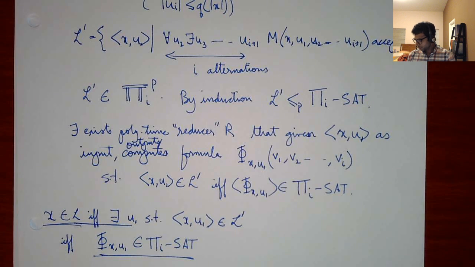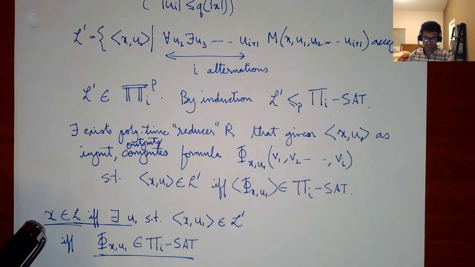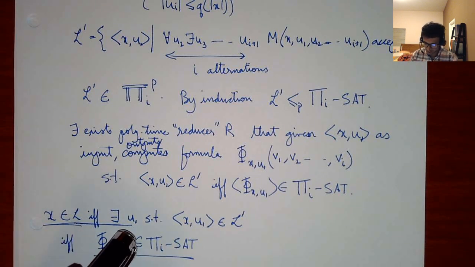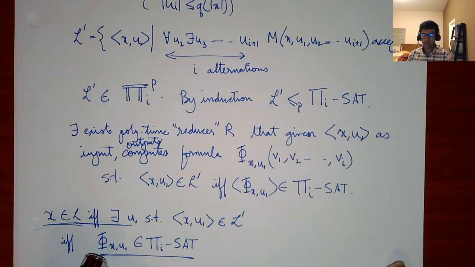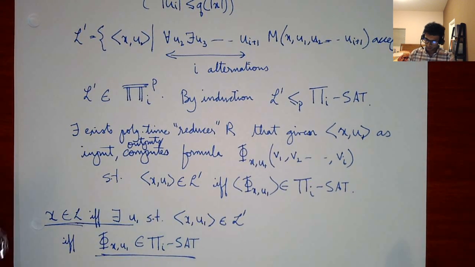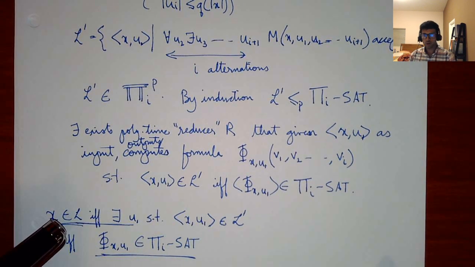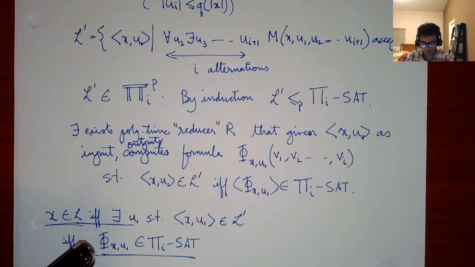All right, if there are no questions, then let me go one step further. I'll say, okay, so x is in the language if and only if there exists a u1 such that x u1 is in L prime. Right? This is the way we set up L prime. And this is if and only if phi of x u1 is in pi I sat. So x is in L if and only if there exists a u such that phi x u1 is in pi I sat. And all of these are of polynomial size, like u1 is of polynomial size, and so on and so forth.